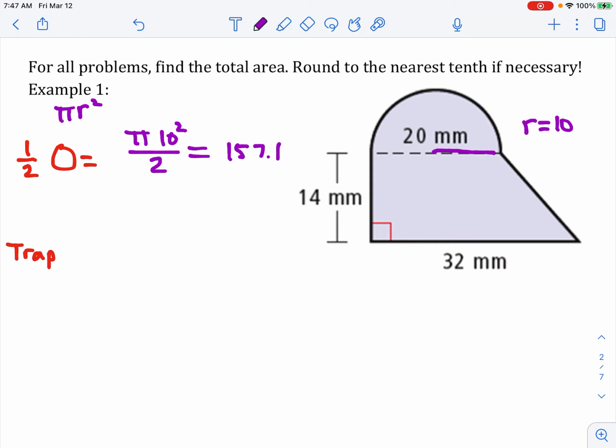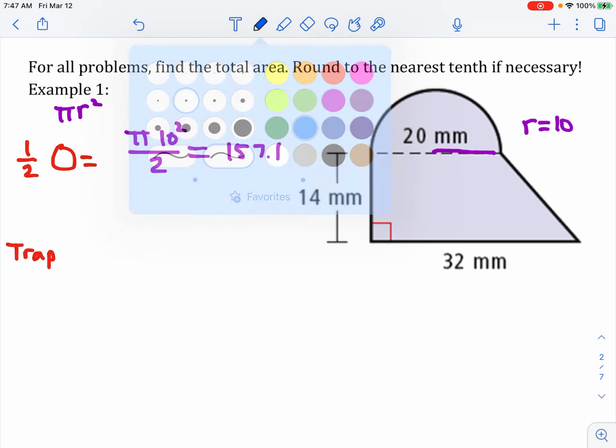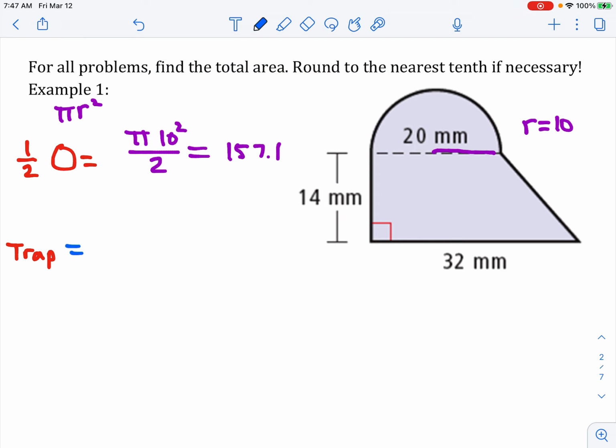Now, I'm going to find the area of my trapezoid second. My area of my trapezoid says B1 plus B2 times height divided by 2. So I'm going to take the height, 14, times base 1, 20, plus base 2, 32, and that's all divided by 2. If we take 20 plus 32 and then multiply it times 14 and then divide by 2, it tells us an area of 364.